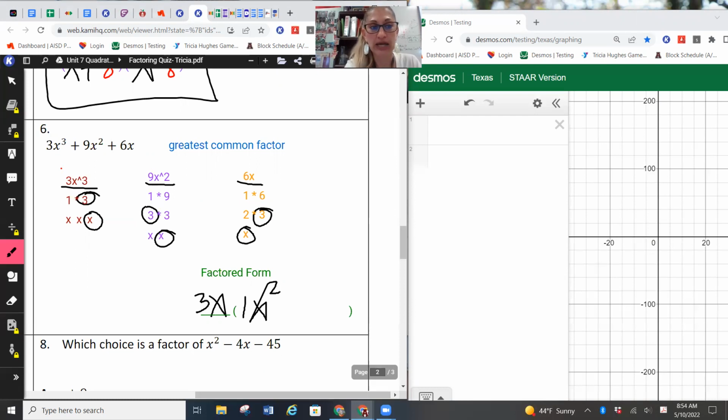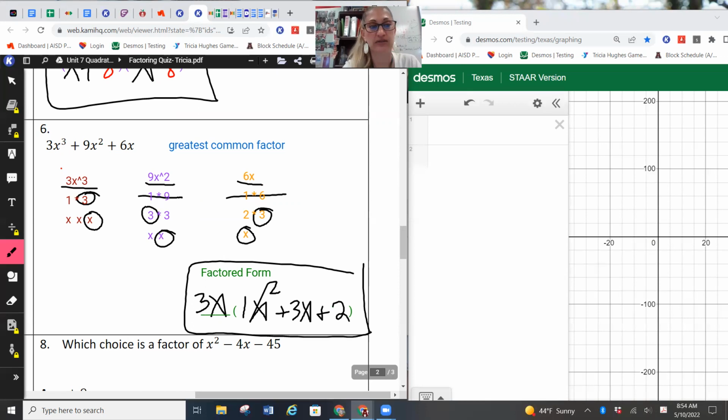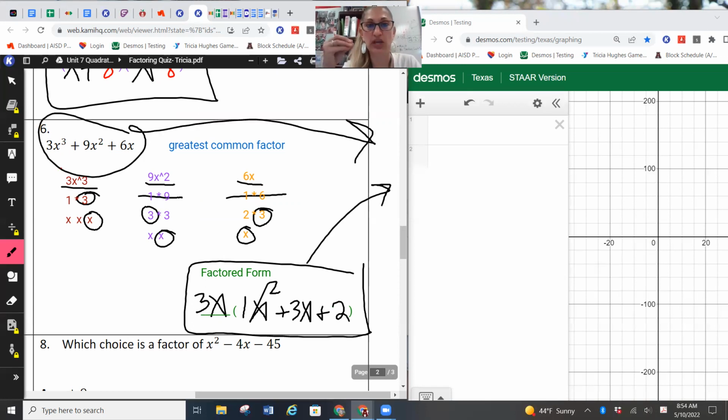In the purple, I did not use 1 times 9 at all. I'm gonna cross that out. So what's left over from the purple? A 3 and an x plus 3x. In the orange, I did not use 1 times 6 at all. So what's left over in the orange? The plus 2. That's my final answer, guys. Type this into Desmos, and you will check your answer to make sure you got it right. If they don't match, you got it wrong, make sure you go back and look.